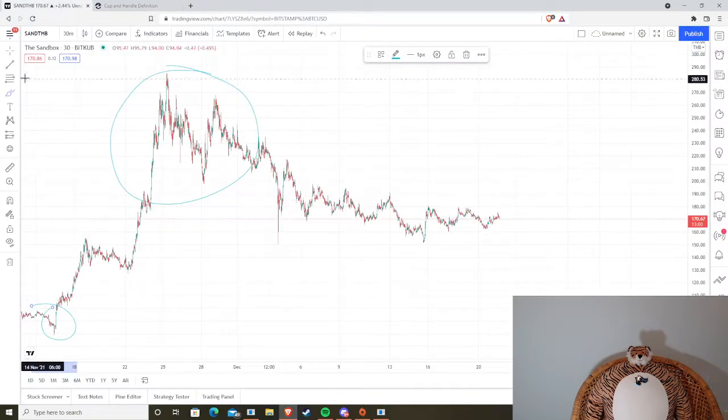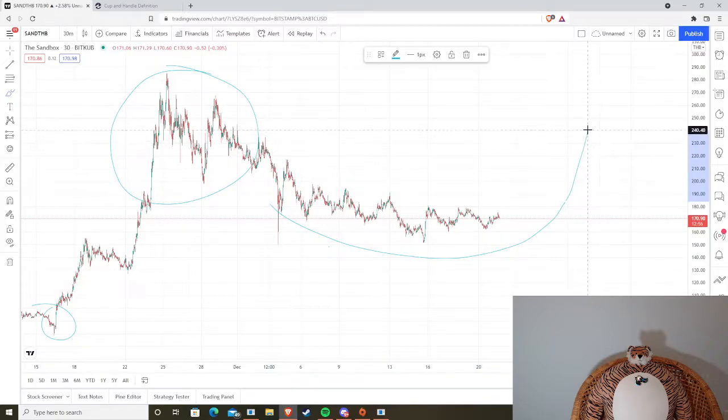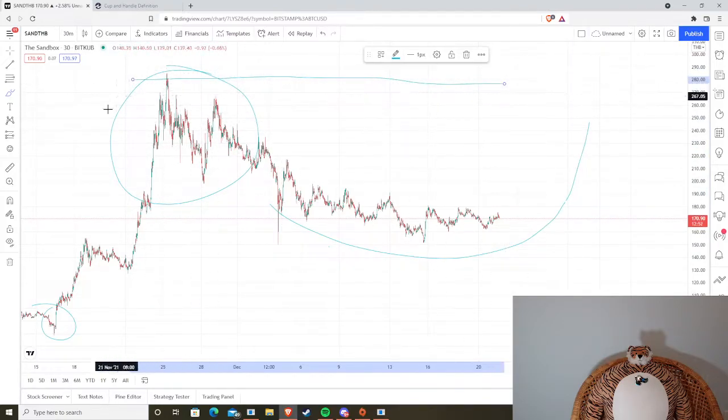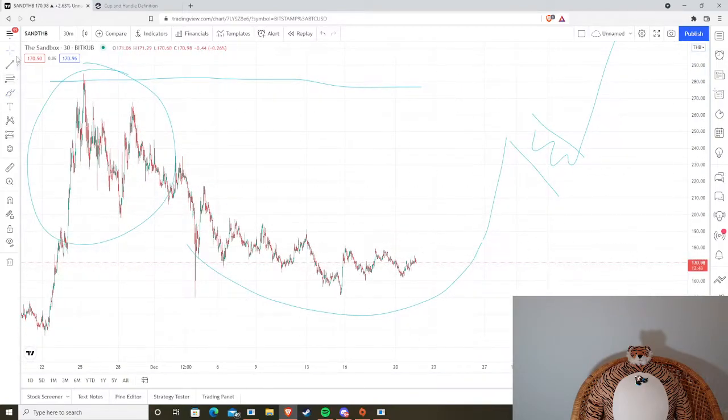So I think this is going to form, this is just a guess, like a U-shape thing. As it gets to here, I think all those noobs who bought at the top, which is not us, it's going to sell down a little bit and then it's going to advance higher. I mean, I think it's pretty obvious that this is what's going to happen.